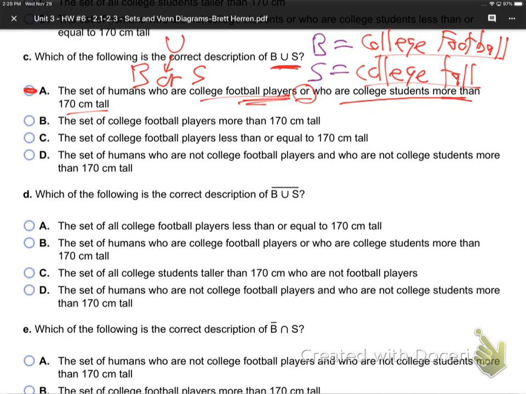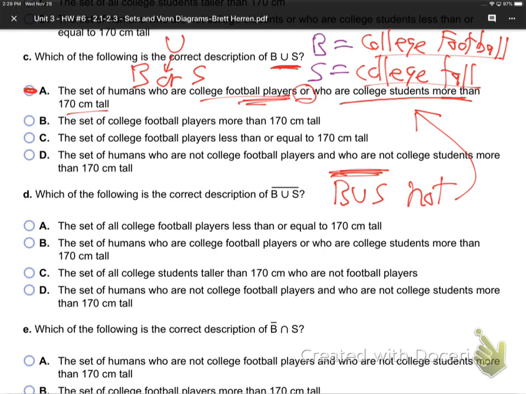Let's go on to D. This one's going to be the same thing as the last one. See how it's B union S? But it's got a bar over it. So that means it's going to be exactly the opposite of the last one. It's going to be not that one. The bar means not. You with me on that? The bar means not.